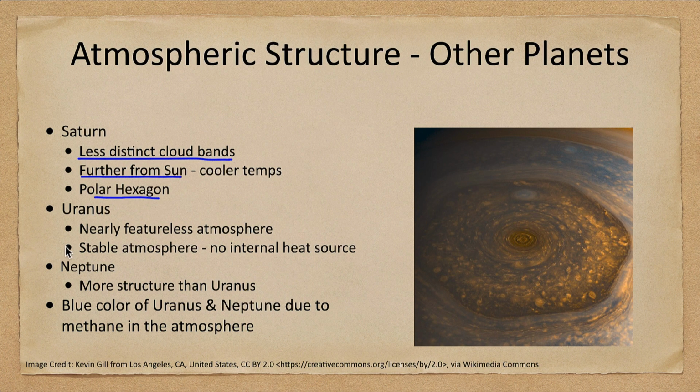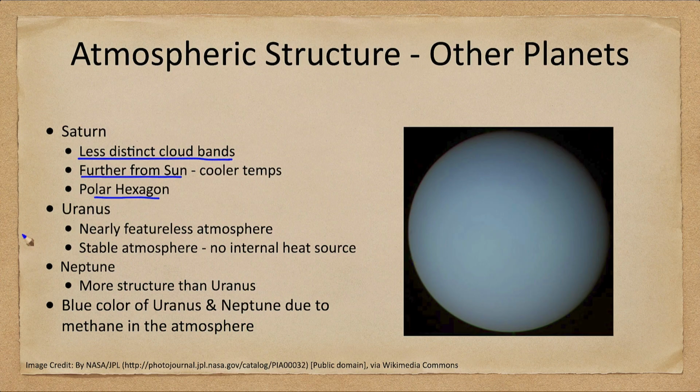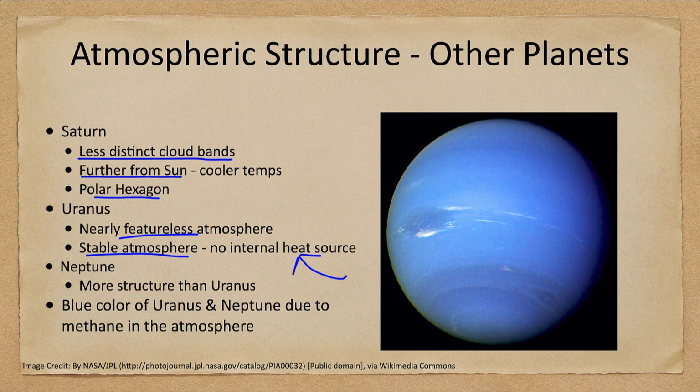Now, the other planets: Uranus is very bland, with a very featureless atmosphere, and it is a very stable atmosphere. If you recall, when we talked about the interiors, this is the one that has no interior heat source. So the clouds are essentially invisible to us. Neptune, on the other hand, has some more structure to it. When we look at images of Neptune, we can see some banding. We can see signs of storms and clouds that are present here in the atmosphere.